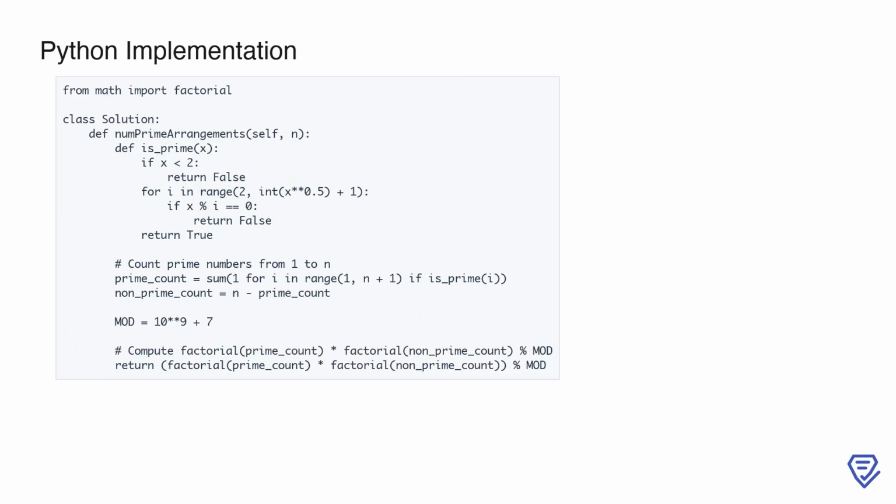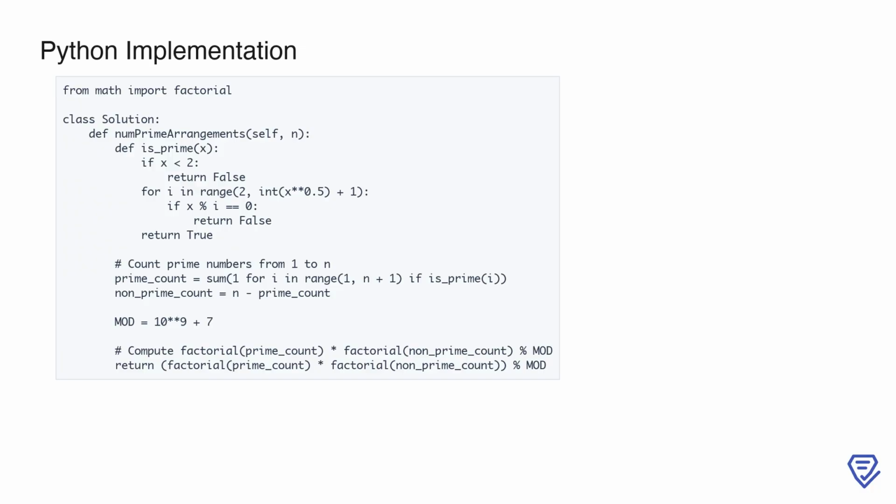This Python implementation solves LeetCode problem number 1175, Prime Arrangements. The goal is to calculate the number of valid arrangements of integers from 1 to n such that prime numbers occupy prime indices and non-prime numbers occupy non-prime indices. Here's a step-by-step explanation. First, we define a helper function is_prime(x) to determine if a number x is prime. This function checks divisibility for all integers up to the square root of x. If x is divisible by any number other than 1 and itself, it is not a prime.